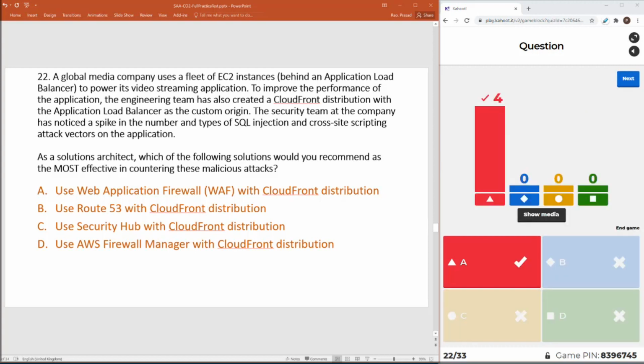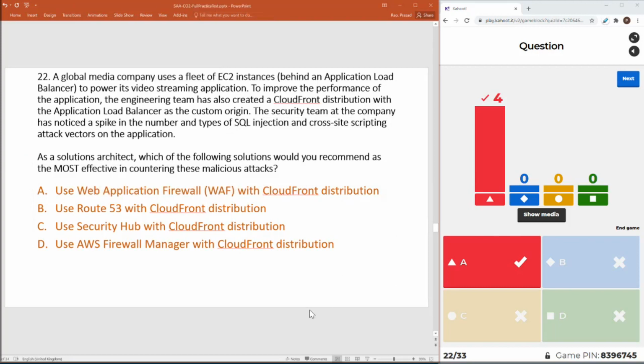Cool. All four of you got it right. Whenever there's a SQL injection or cross-site scripting attack, it is the WAF. So it's a simple, straightforward answer. It is the WAF which is used to control these attacks.